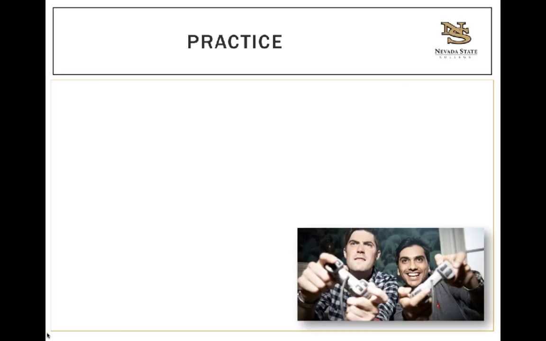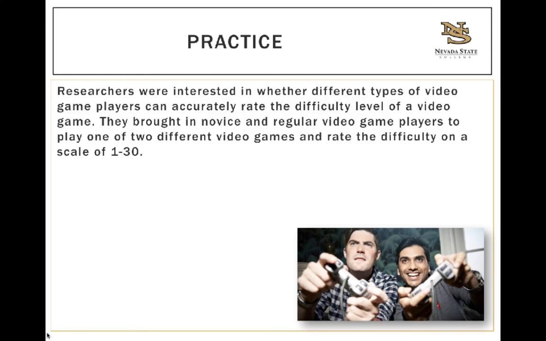So let's go ahead and start with some practice problems. This problem is going to focus on video games. So let's say that researchers were interested in whether different types of video game players can accurately rate the difficulty level of a video game. They brought in novice, or people who don't ever play video games, and regular video game players to play one of two different video games and rate the difficulty on a scale of 1 to 30.